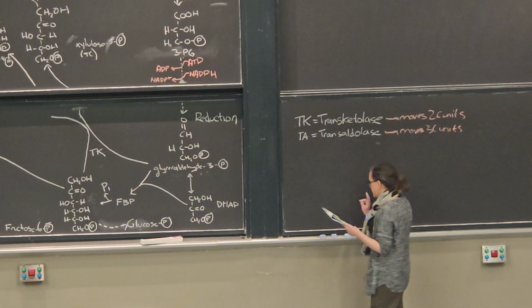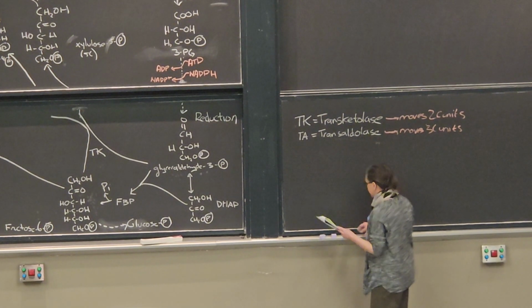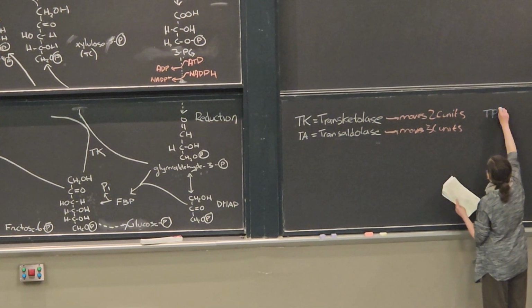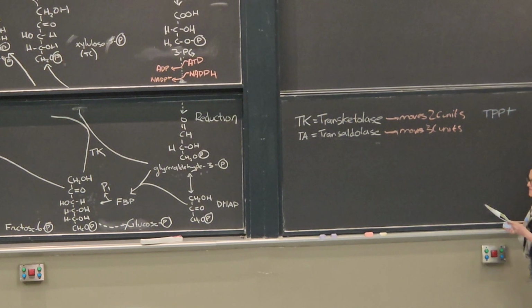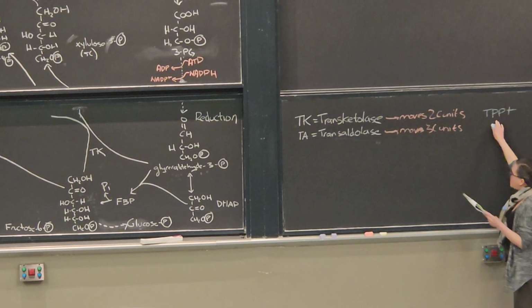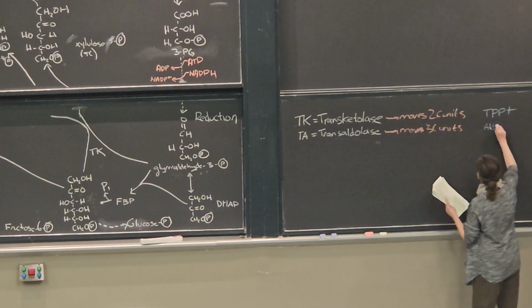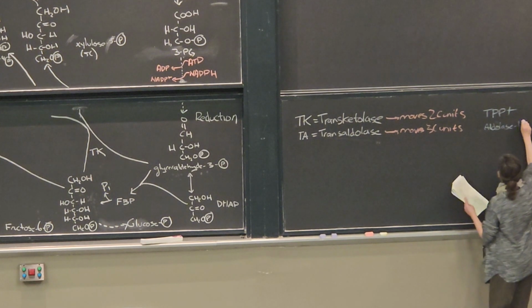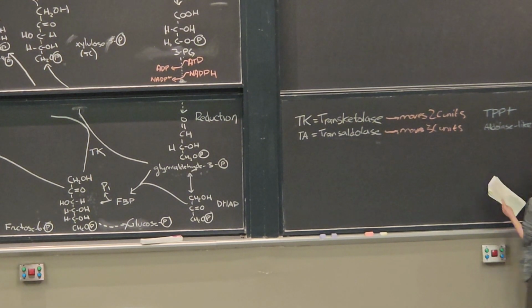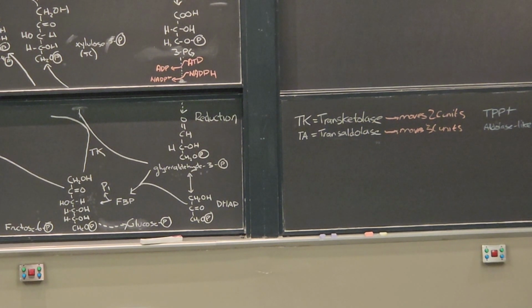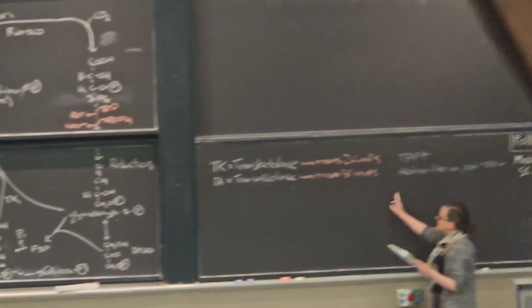Okay, so there are two other things I want to mention before we go into the reaction mechanisms. The first is that transketolase requires a cofactor, and that cofactor is called TPP, or thiamine pyrophosphate, okay? So transketolase requires TPP, transaldolase does an aldolase-like reaction, but it does not require TPP. So they have different requirements for cofactors, and this is because they catalyze this reaction in slightly different ways. All right, so let's start with the transketolase mechanism.